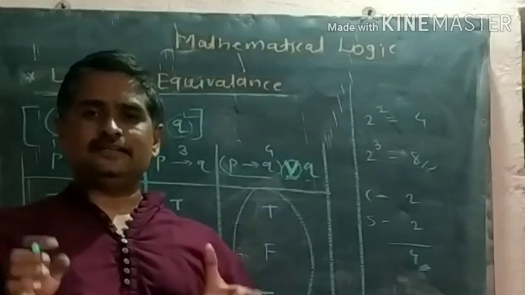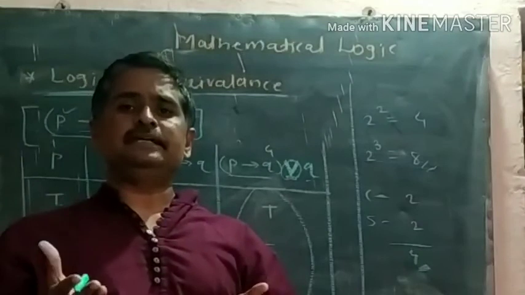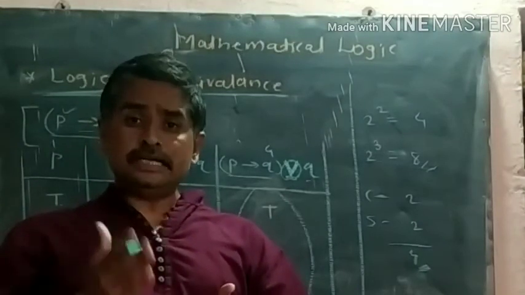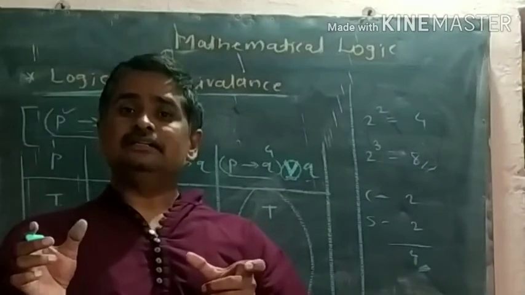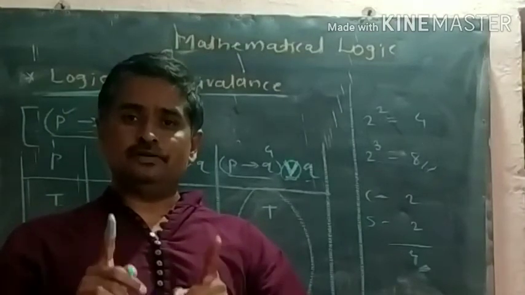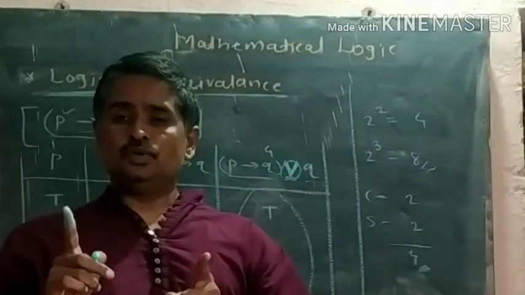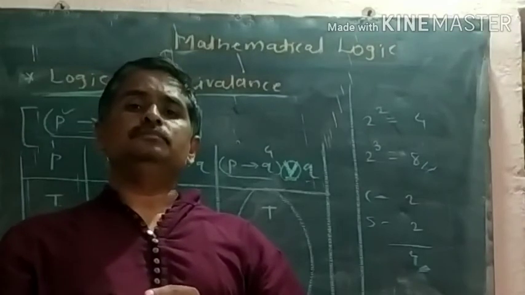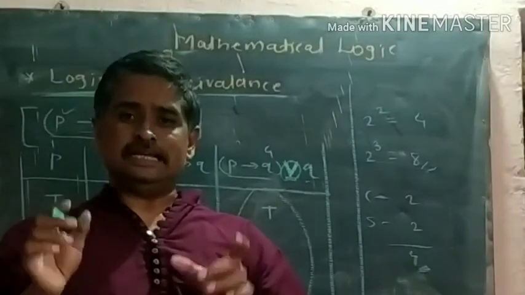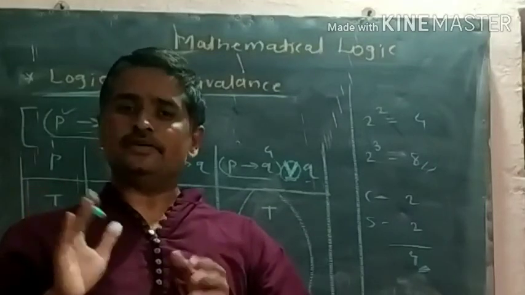Logical equivalence: when we see it, we say that two statements are logically equivalent if we have two statements and the truth values of the given statements are equal. Remember, if the truth values of those statements are equal, then we say that the statements are logically equivalent.